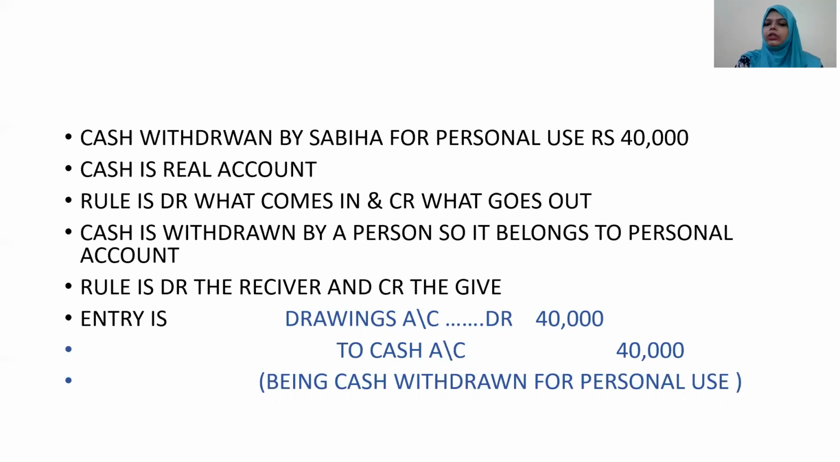Personal account, debit the receiver. Who is receiving the money in the form of drawings? That is Sabiha, the owner or the proprietor of the business. So, as the rules say, debit the receiver. So drawings account is to be debited 40,000 to cash account. Real account, what goes out? Cash is going outside the business. So drawings account debited rupees 40,000 to cash account rupees 40,000. The narration being cash withdrawn for personal use.